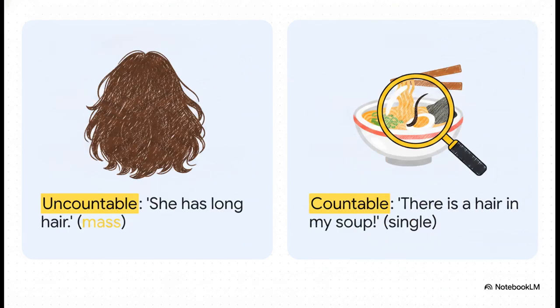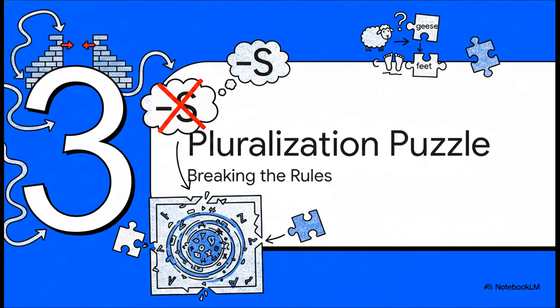But here is where it gets a bit tricky. And frankly, I find this fascinating. Think about the word hair. Is it a countable object or is it an uncountable mass? Well, it completely depends on context. If you say, she has long hair, you're talking about an uncountable mass. You aren't sitting there counting individual strands, right? But if you scream, there is a hair in my soup, suddenly that exact same word shifts into a countable, singular object. Words like hair or room shift their entire structural identity based entirely on the context of your sentence. It's wild.